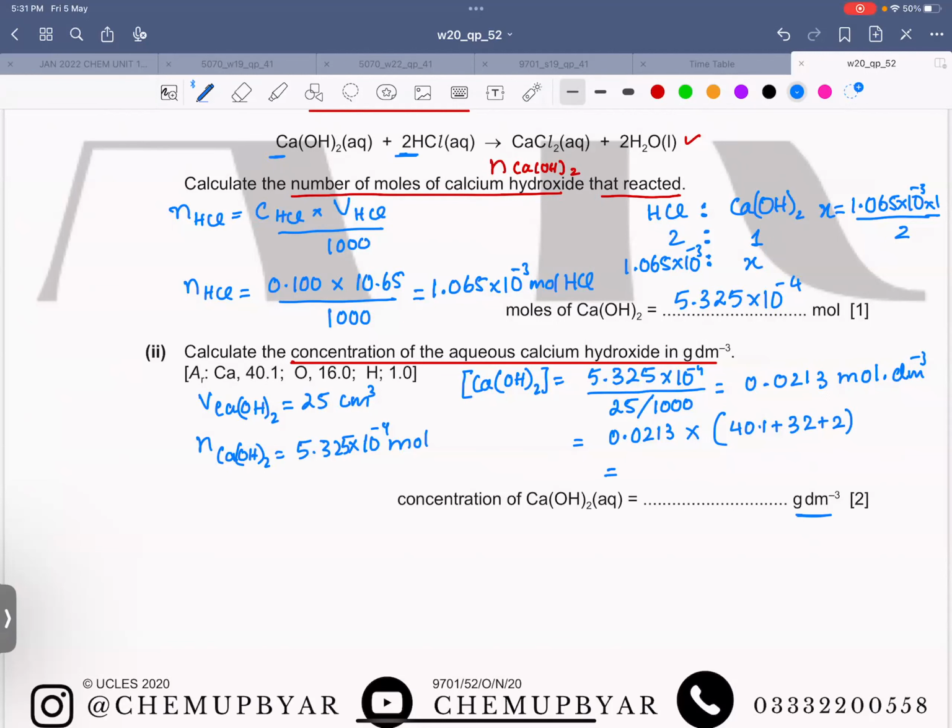1.578. That's it. One point five seven eight. Okay. So this is how you turn mole per dm cube into gram per dm cube. If anybody has any confusion in this calculation, do ask, please.